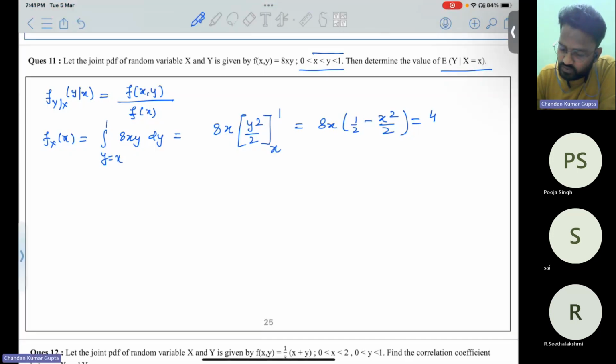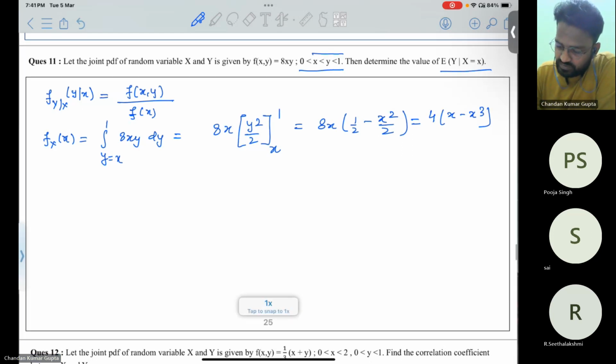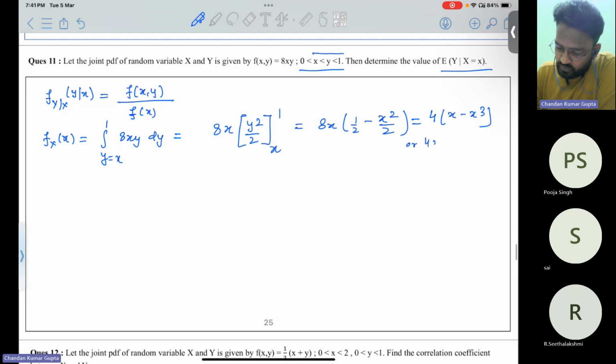It is 4x minus 4x cube. This is the PDF, no? Or 4x(1 minus x square). Okay, so this is the marginal of x.